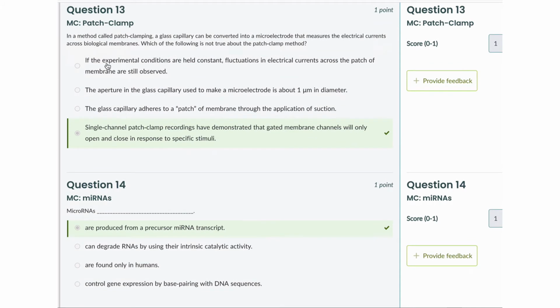Question 13. Patch clamp, again, shows us that all of these things are true except that the patch clamp method does not show us that single channel patch clamp recordings have demonstrated that gated membrane channels will only open and close in response to specific stimuli. We see that they do this randomly, right? And that's what the experiment has shown us, that these channels can open randomly.